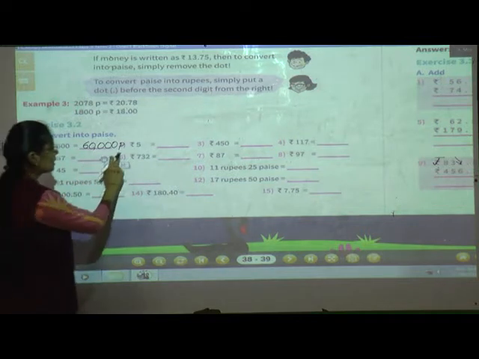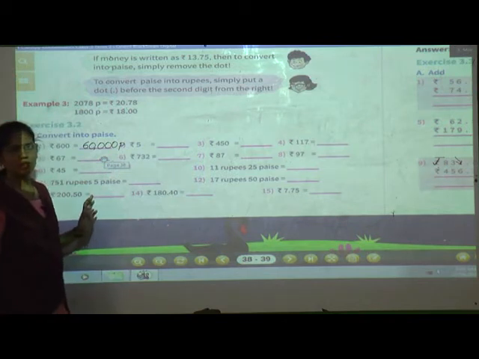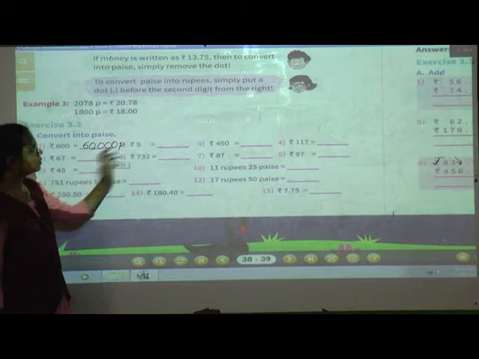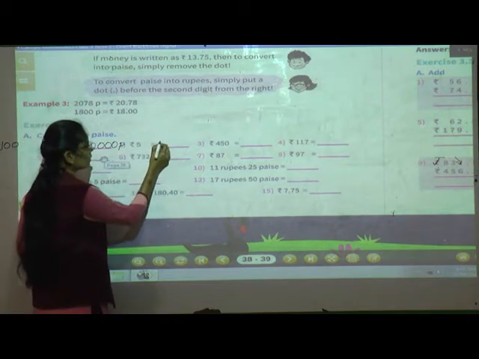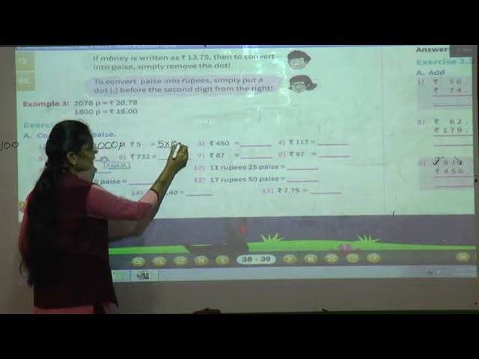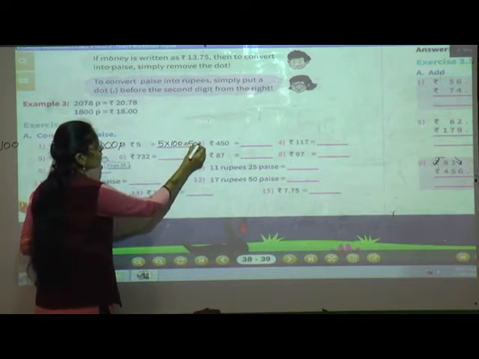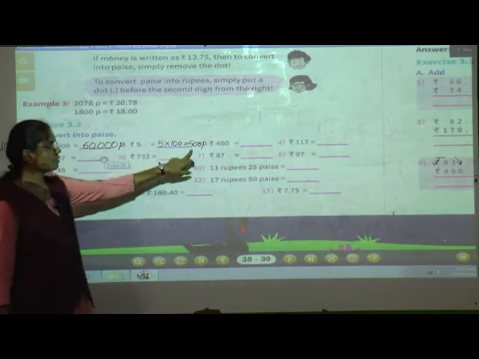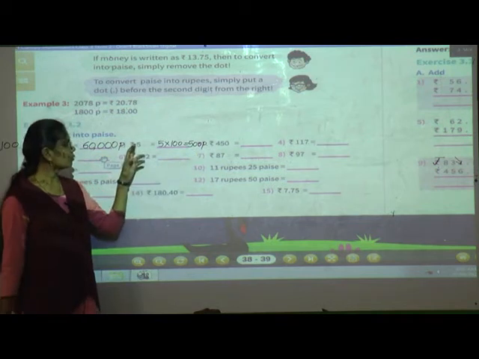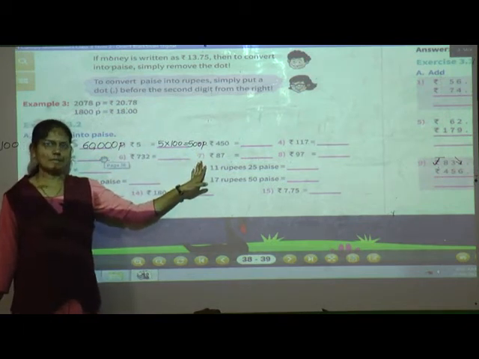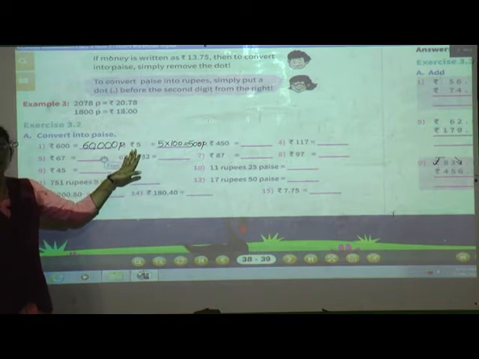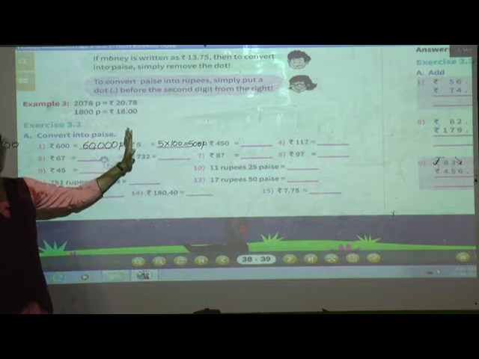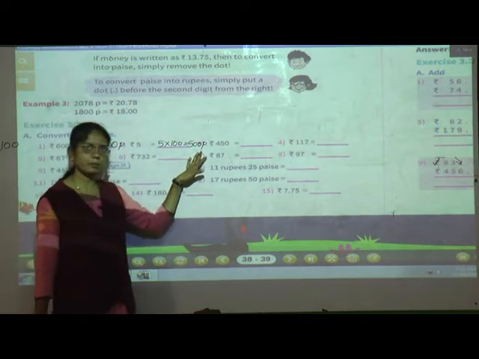Okay. Now see the next here, rupees 5. What will you do? Just multiply the rupees by 100. Now here how many rupees are there? 5. So 5 into 100, we will get 500 paise. So rupees 5 is equal to what? 500 paise. Because we have to convert into paise, for that we have to multiply the rupees by 100. Then it will be converted into paise.